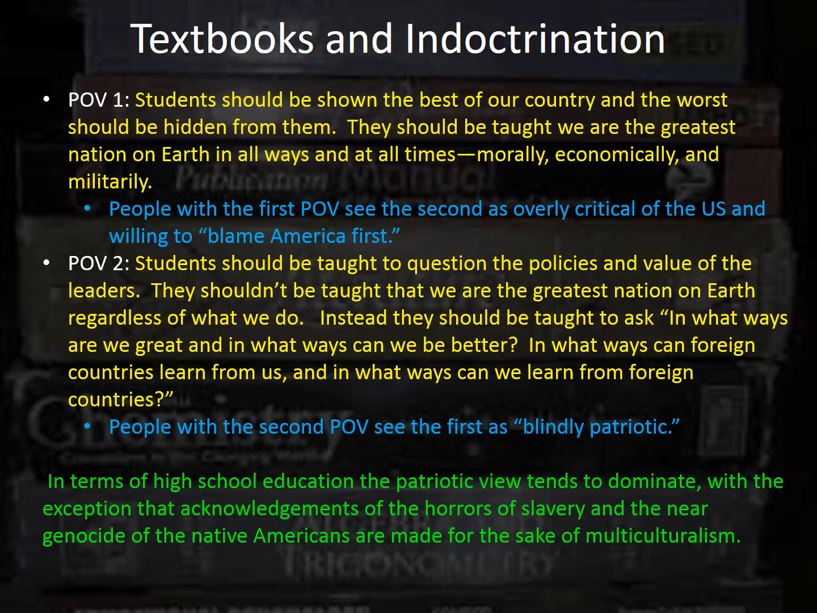The horrors of slavery are now mentioned. The horrible and sometimes almost genocidal treatment of the Native Americans is now mentioned in text, for example. Some say that these are still downplayed, but they are at least present. Which view do you hold?